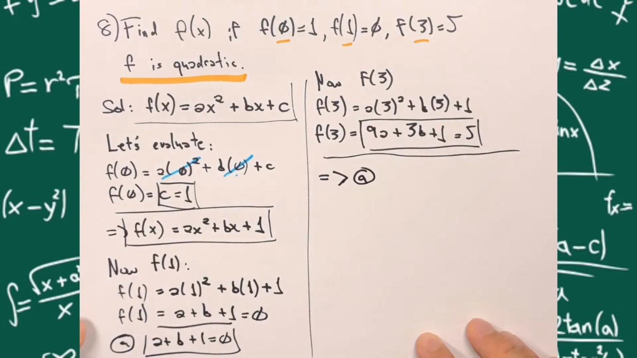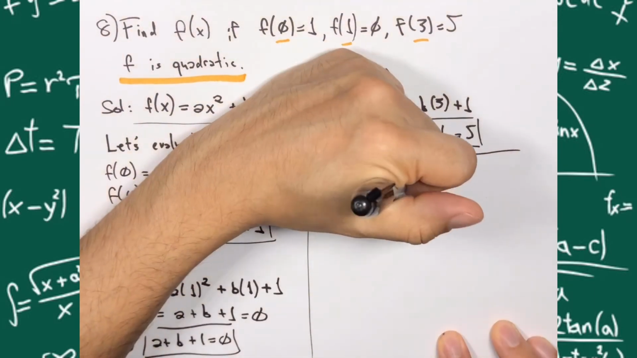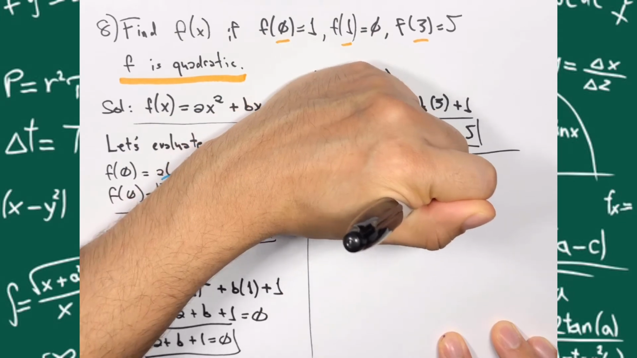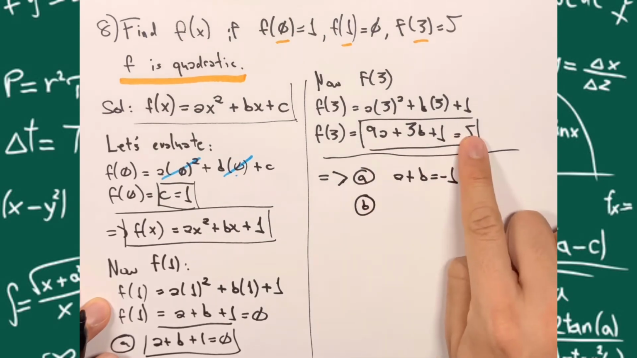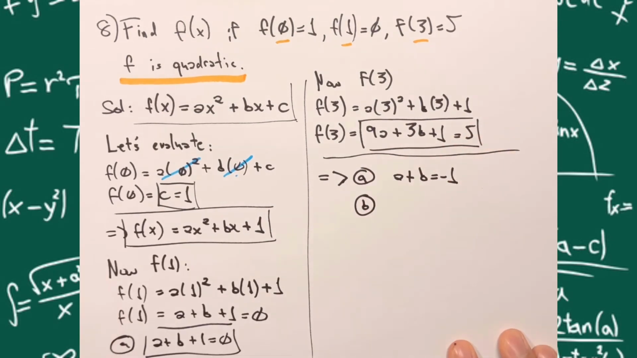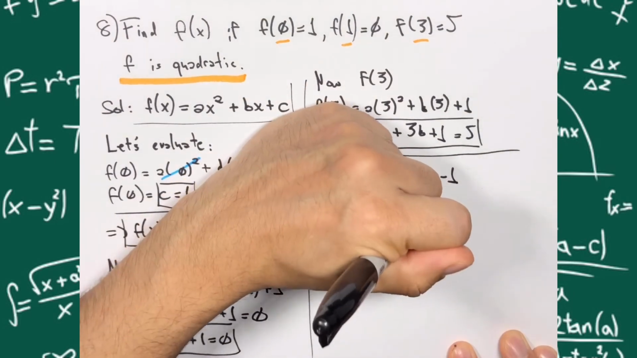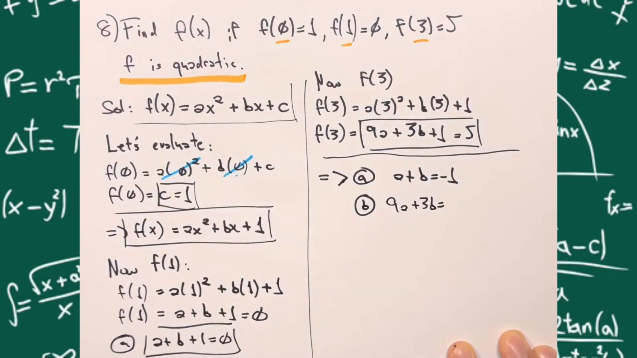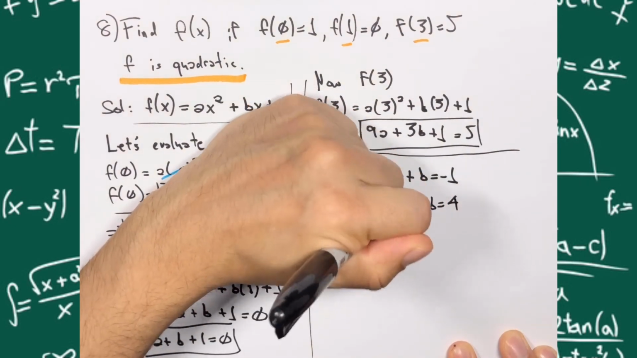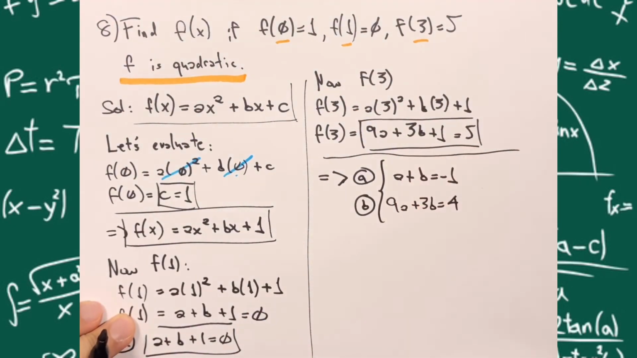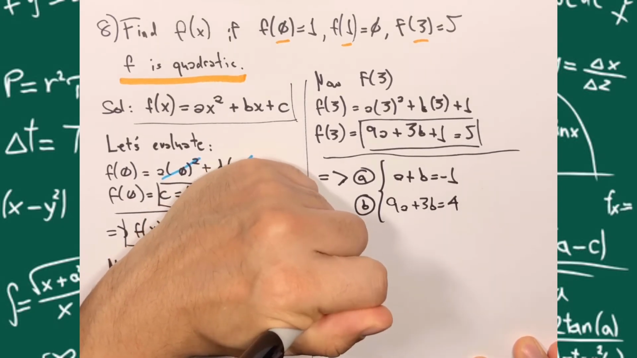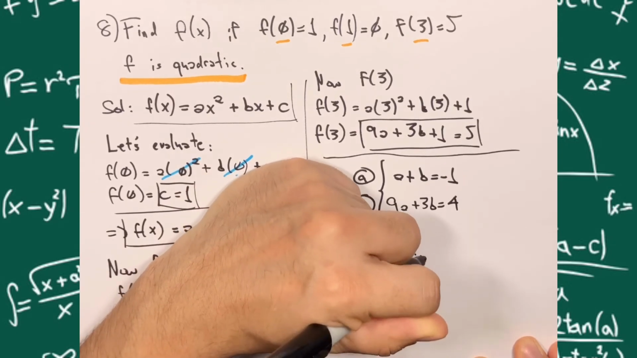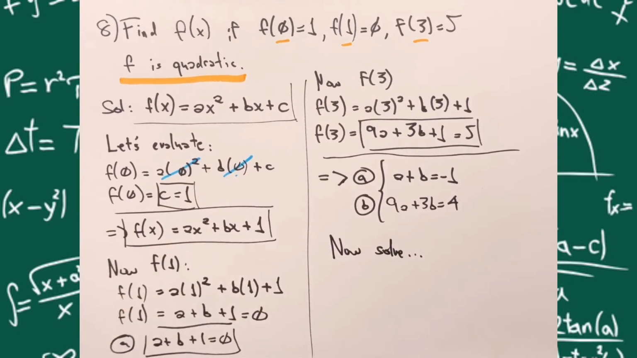And now we're going to rewrite the first equation. This is going to be a plus b equals minus 1, putting the numbers on one side and the variables on the other side. And for the second equation, same thing: rewriting, 9a plus 3b equals 4, getting rid of the 1 by putting it to the right side of the equation. This is our system of equations. And just like we did in the prior exercise, all we have to do is solve. How do we solve? We can do addition, subtraction, substitution, whatever method you prefer.